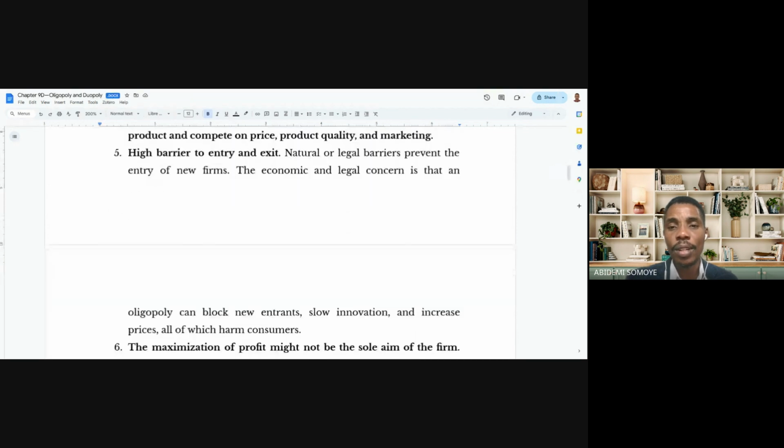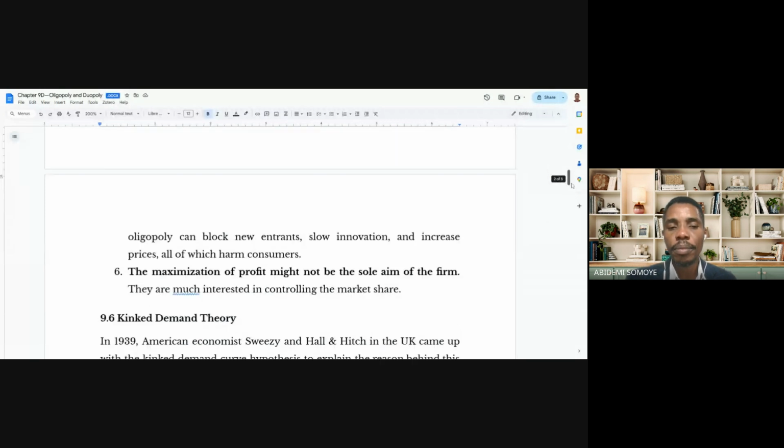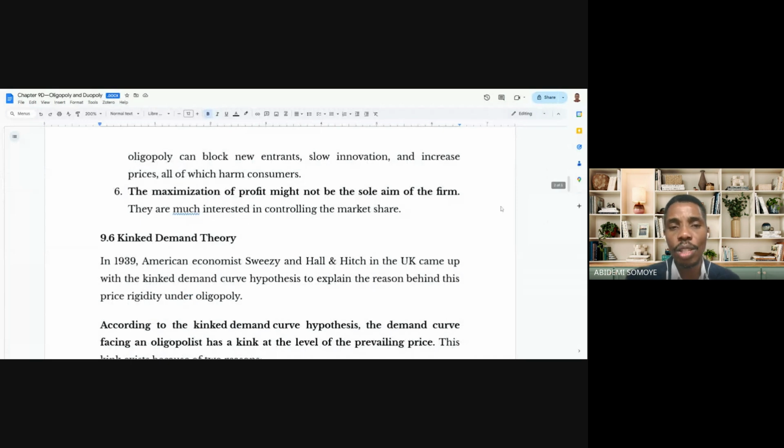The economic and legal concern is that an oligopoly can block new entrants, slow innovation, and increase prices, all of which harm consumers. Number 6, the maximization of profit might not be the sole aim of the firm. Because there are few sellers, one goal of the firm might be to control the market share. And if a firm wants to control the market share, it might not mind reducing its price so as to take charge of the market because of the long run benefit of it.